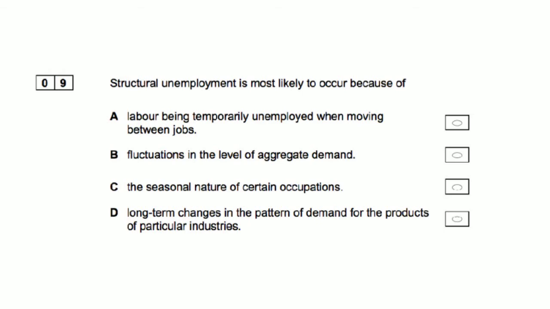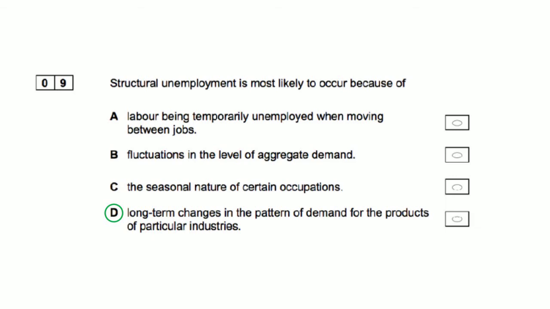In the UK in the 1970s and 80s, a lot of factories shut, and this led to unemployment. The unemployed individuals had skills in manufacturing, but the jobs that were available at that time did not require those skills, and the workers did not have the correct skills in order to obtain the jobs that were available at that time. This led to structural unemployment. The answer for this question is therefore D. Long-term changes in the pattern of demand for the products of particular industries.